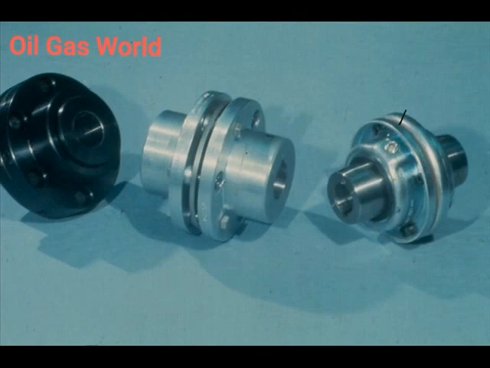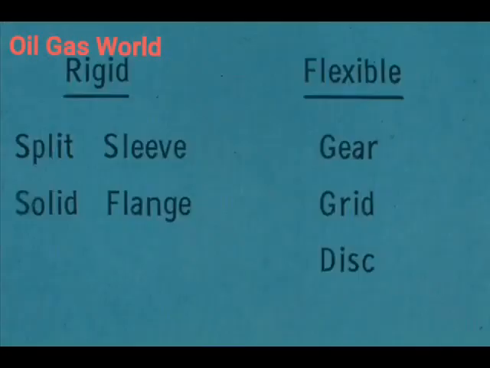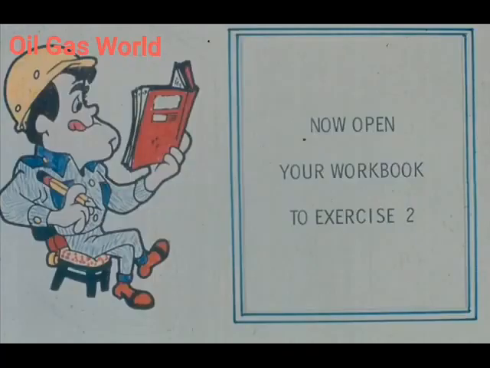As with the rigid couplings, there is an endless variety of flexible couplings on the market. However, you'll find that most of them are variations of the basic types of couplings you see here. Don't forget, there are 2 basic classes, rigid and flexible. The 2 basic rigid couplings we will concentrate on are the sleeve and the solid flange. The 3 basic types of flexible couplings we will work with are the gear, grid, and disc couplings. We'll be back to tell you more about rigid couplings after you complete exercise 2 in your workbook.